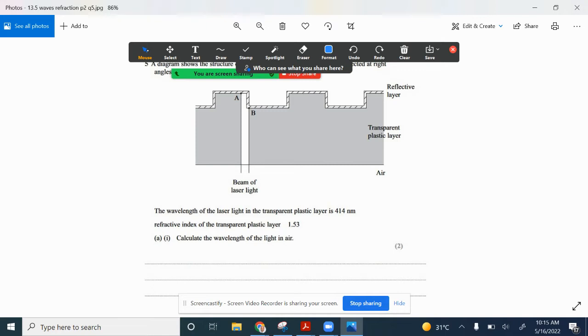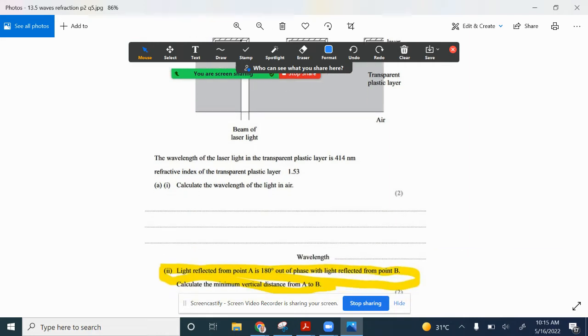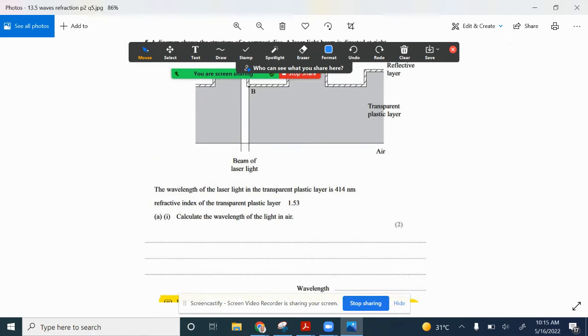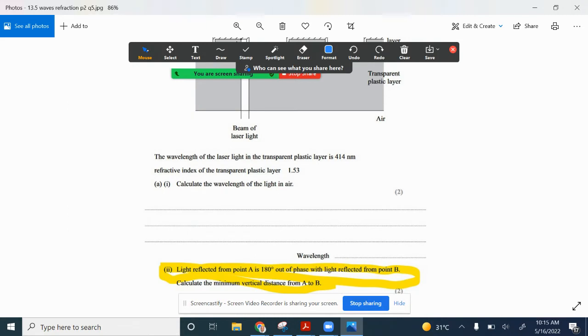the reason why CDs are designed this way is to create some sort of interference between the reflected rays so they register as destructive or constructive when they are received here. That allows them to create a code of zeros and ones that then will be decoded as a sound signal. So what we've got is you'll need to calculate the wavelength of light in air using Snell's law. And then this here, it gives you the light reflected from point A is 180 degrees out of phase with light reflected from point B.